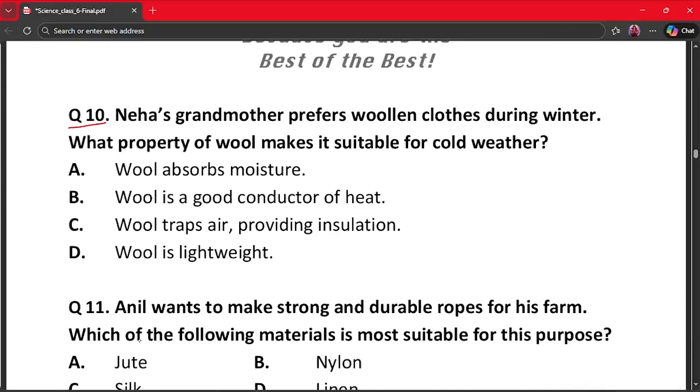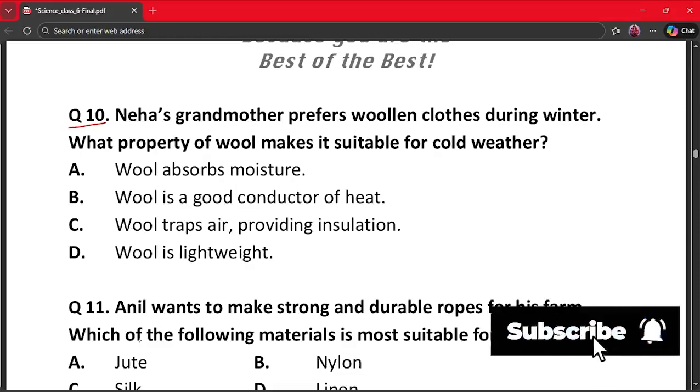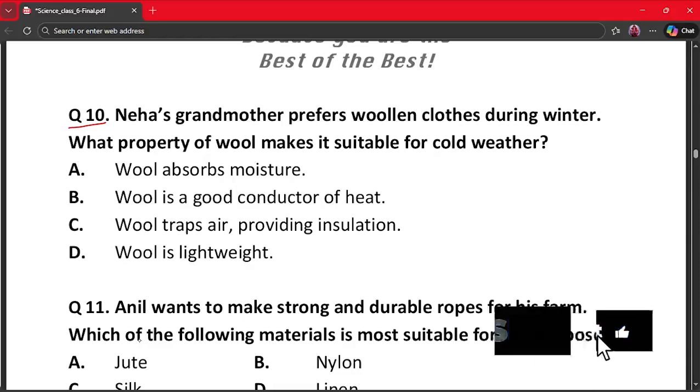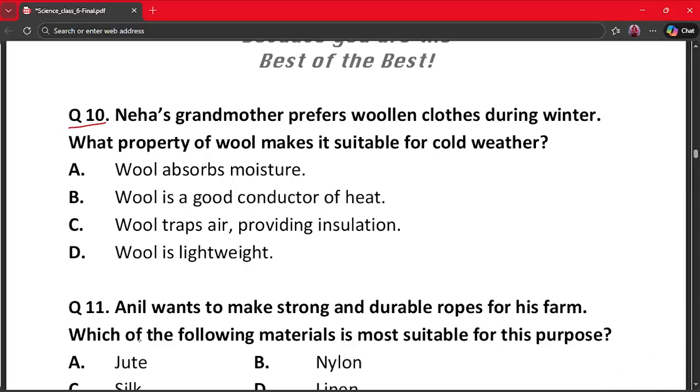Neha's grandmother prefers woolen clothes during winter. What property of wool makes it suitable for cold weather? A. Wool absorbs moisture. B. Wool is a good conductor of heat. C. Wool traps air, providing insulation. And D. Wool is lightweight.